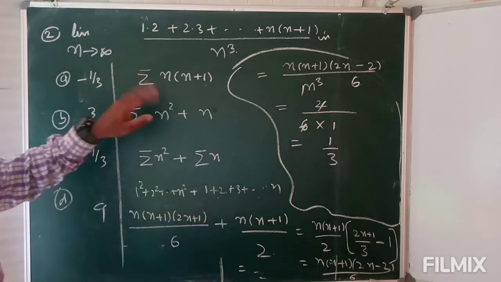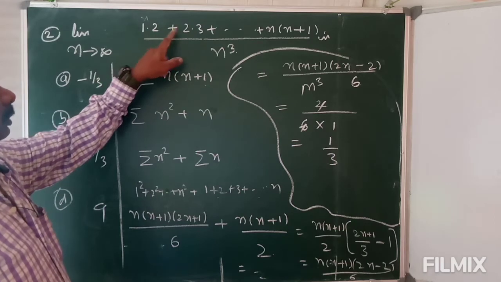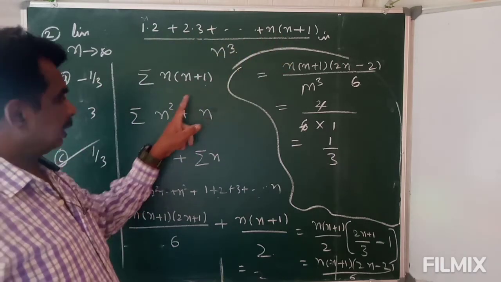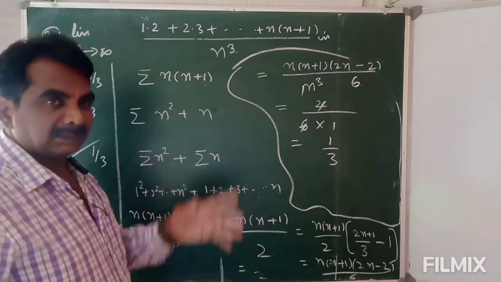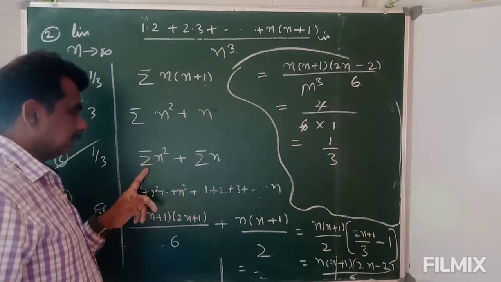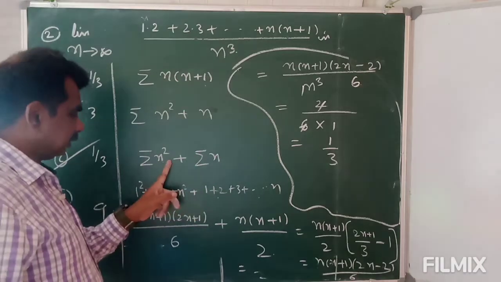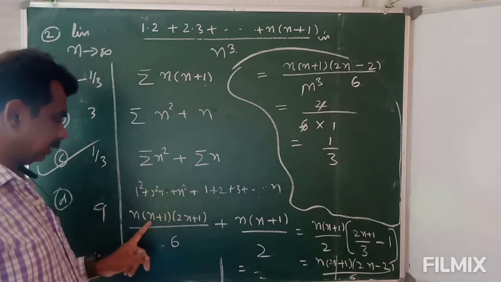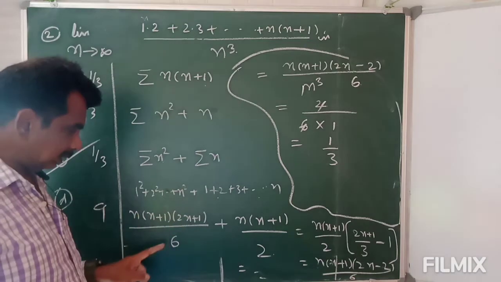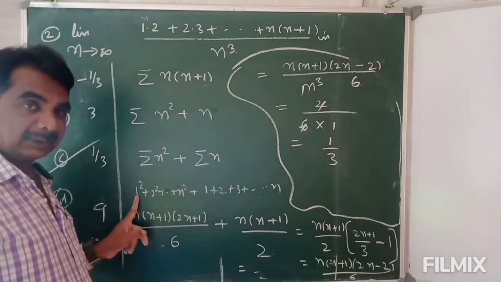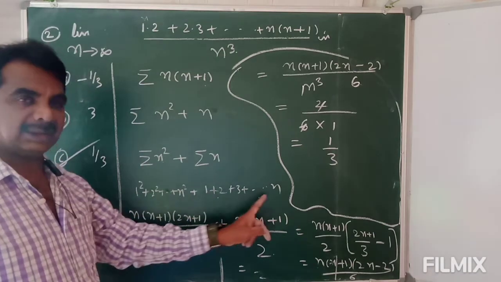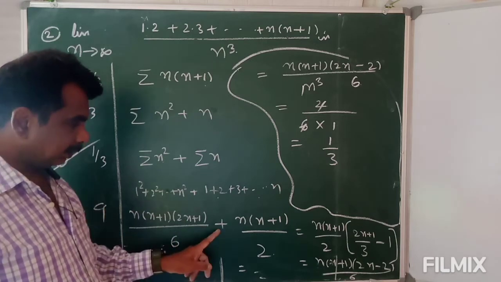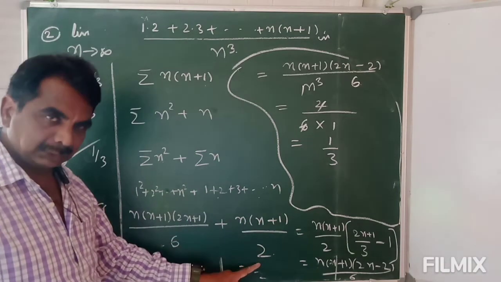One second, explain. This is 1 into 2 plus 2 into 3. This is equal to summation of n into n plus 1, that is summation of n square plus n. Split it: summation of n square plus summation of n. Summation of n square is 1 square plus 2 square, the formula is n into n plus 1 into 2n plus 1 by 6. This is the sum of the squares of the natural numbers. This is the sum of the natural numbers, n into n plus 1 by 2.